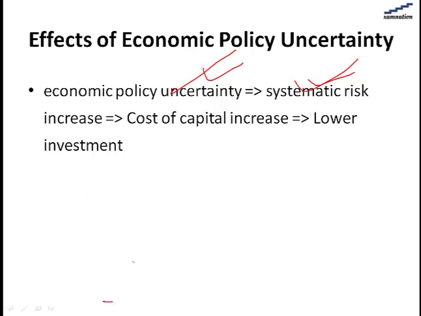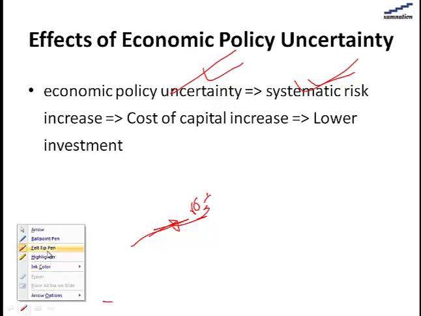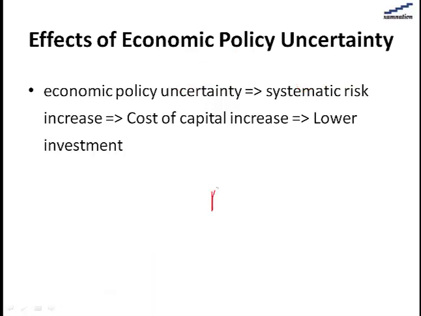Let me change my example. Let's say there are two projects, P1 and P2. The risk in the P1 project is high, whereas the risk in the P2 project is low. So of course, if you are going to invest in P1, you want more return because you are taking more risk. Similarly, if there is more systematic risk, you require a higher cost of capital. More return is required, and that would lead to lower investment.